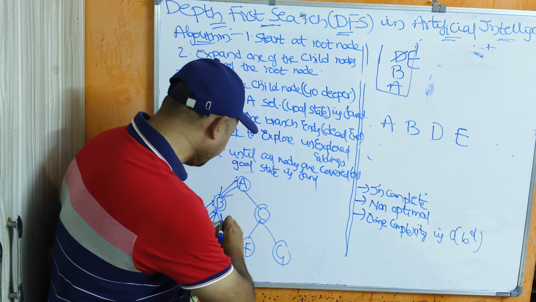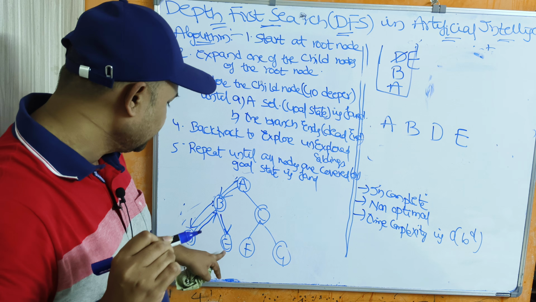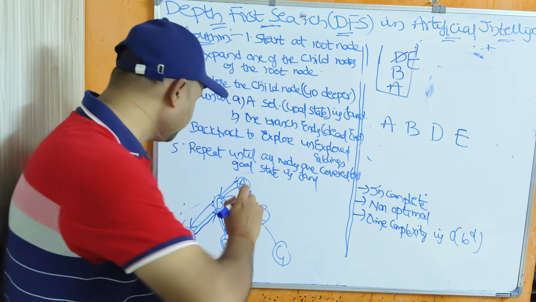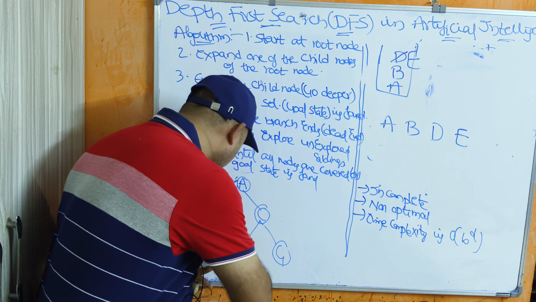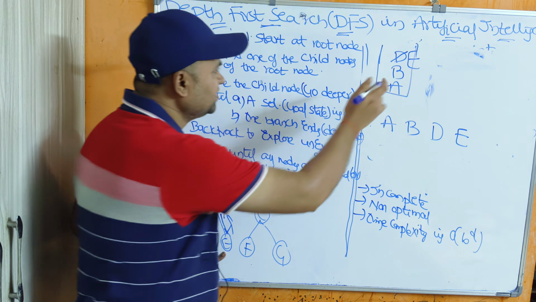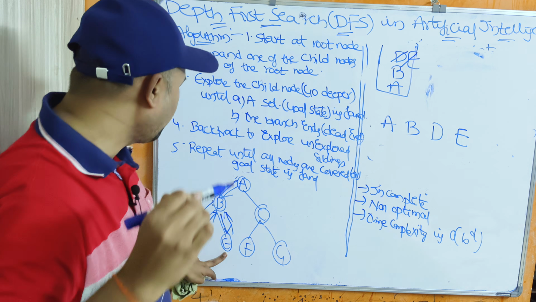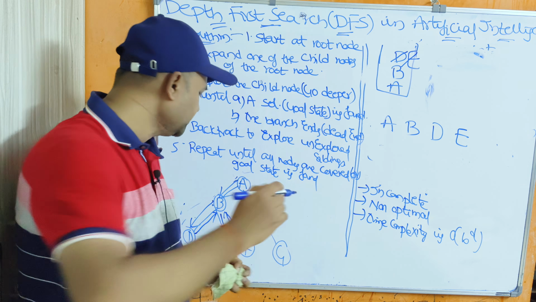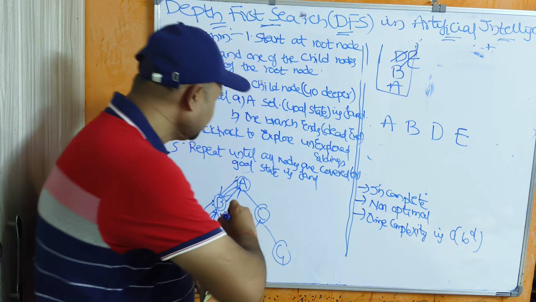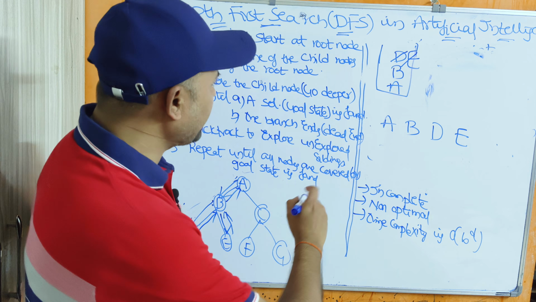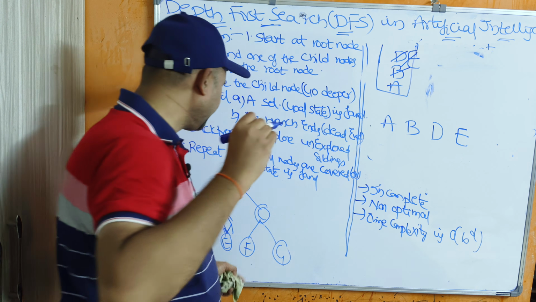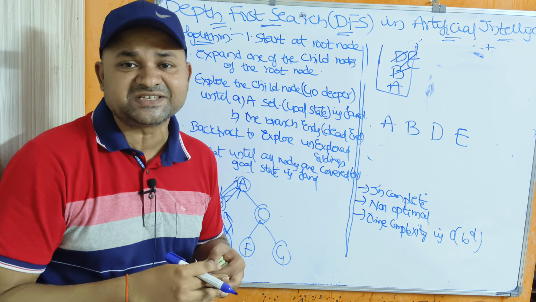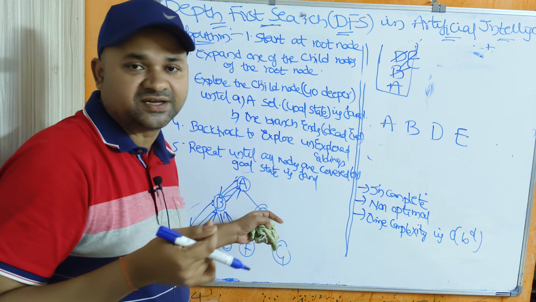Now we have to go in this path. Now there are no adjacent vertices of E, so we have to do the backtracking. Backtracking means we have to remove this node. Now B. There are no adjacent vertices of B, so again we have to do the backtracking. So this B is also deleted. Now we have A. Is there any adjacent vertex of A? Yes. C is not explored.